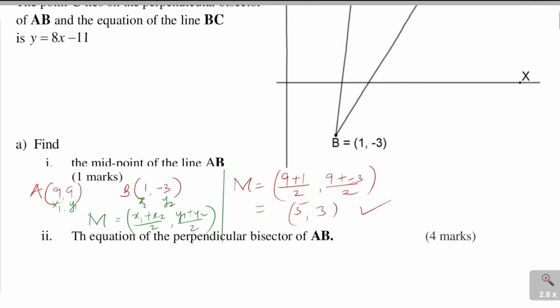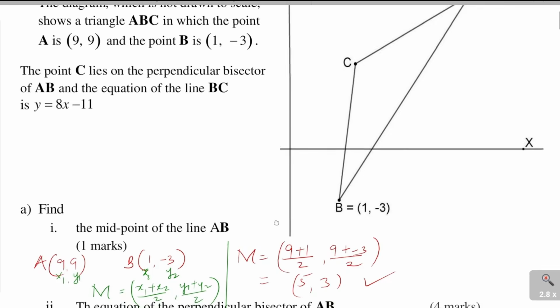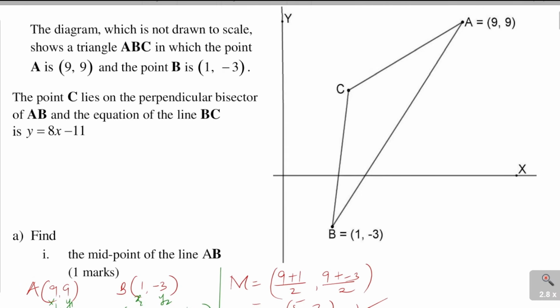The equation of the perpendicular bisector of AB. There is a statement you're given here that point C lies on the perpendicular bisector of AB. So that means if we draw a line like that, this one will meet the line AB at 90 degrees. The perpendicular bisector of AB is that line that is going to divide AB into 2 equal parts, and it will meet that line at 90 degrees. And remember, we got that point as (5, 3).